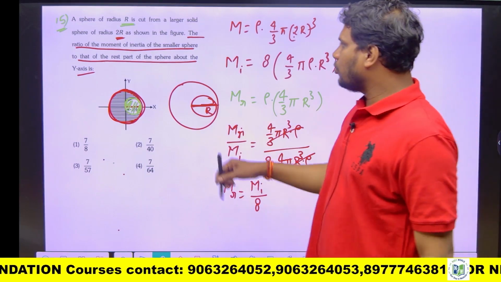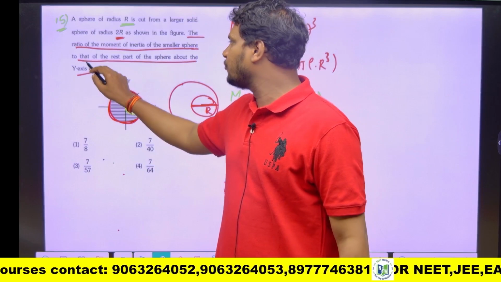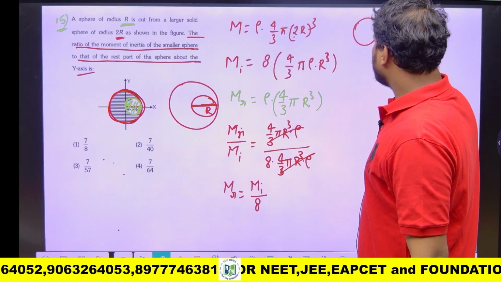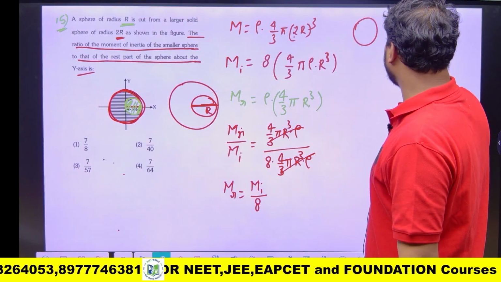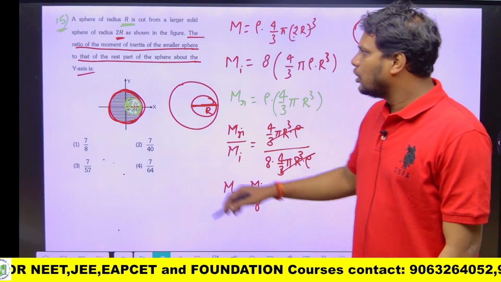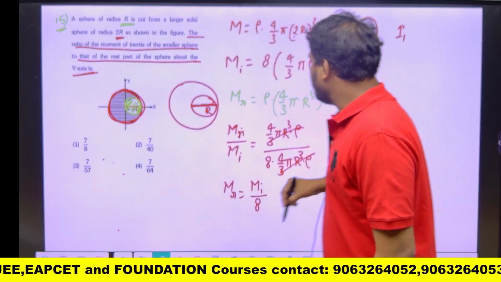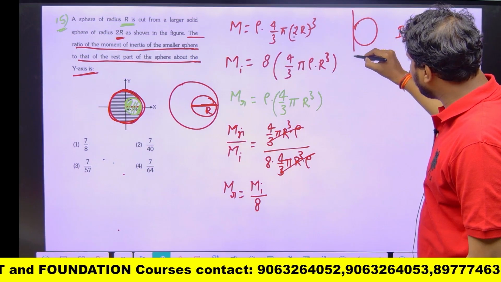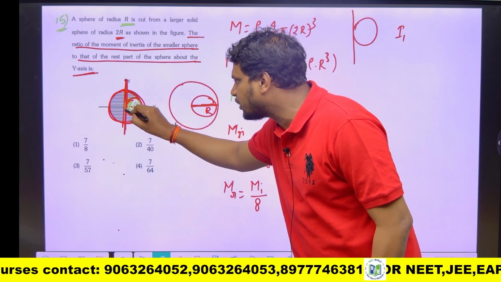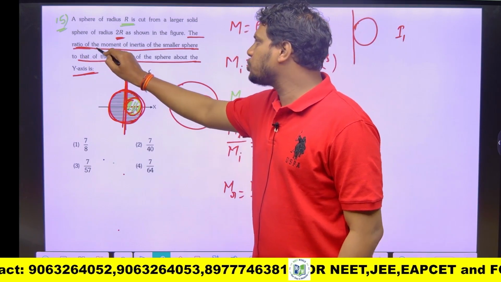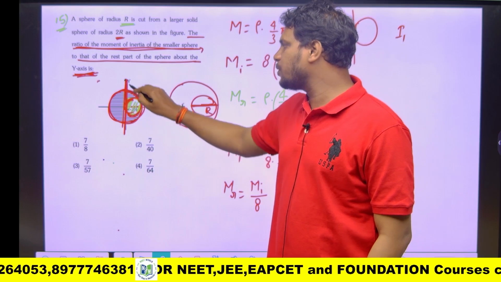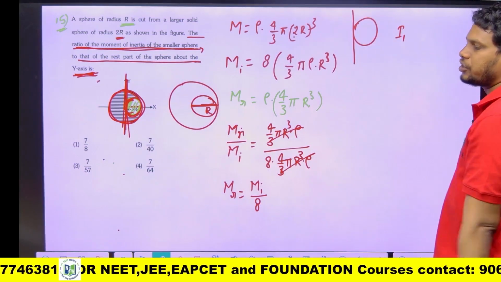Okay, fine. So the moment of inertia of the smaller sphere versus that of the rest of the sphere. If I take the small sphere, its moment of inertia I will take as I1. And they are asking about the y-axis, which means that the small sphere is rotating about the tangent. So they asked the ratio of the moment of inertia of the smaller sphere about the y-axis, which can be taken as the moment of inertia about the tangent.